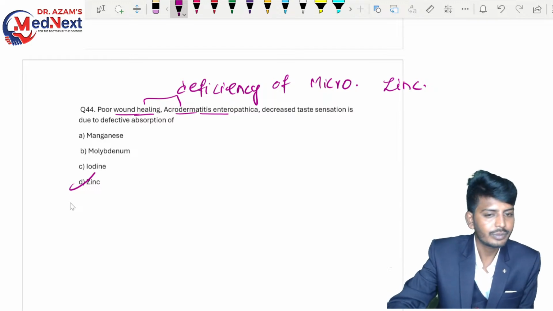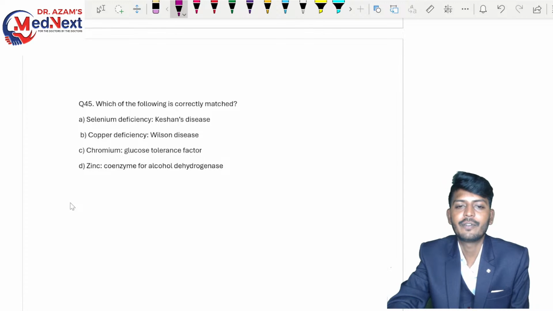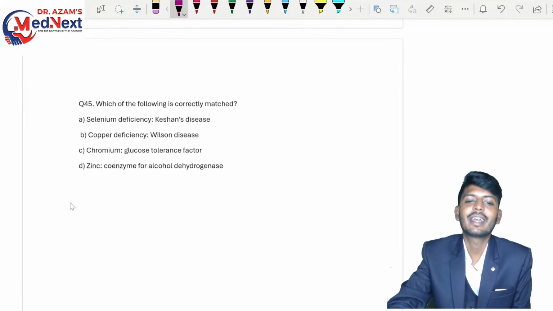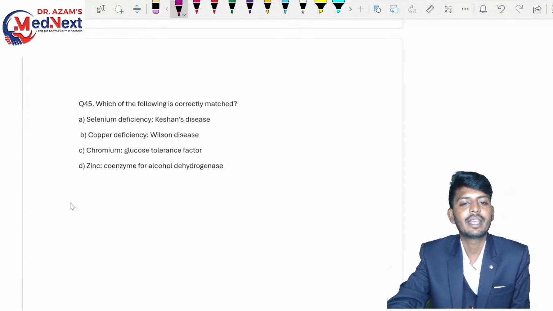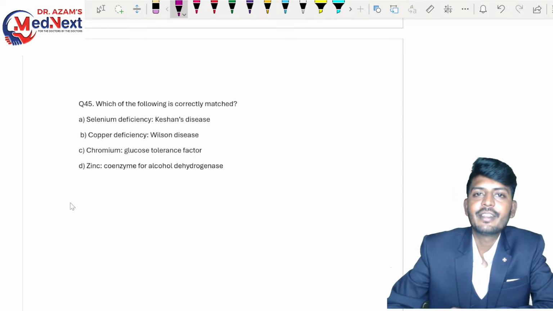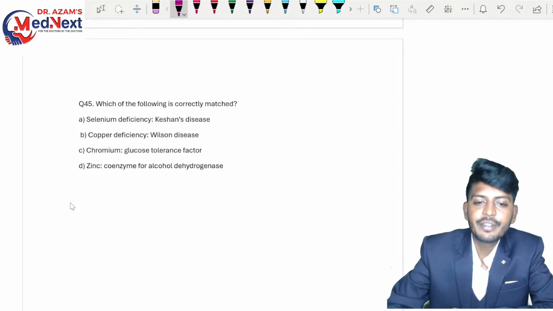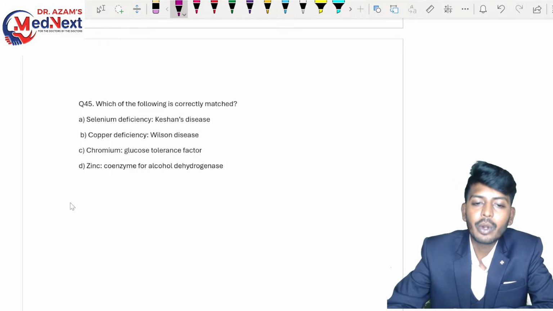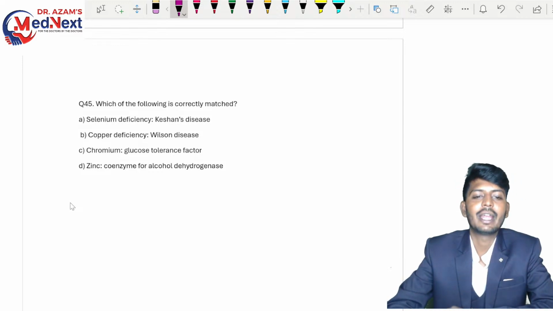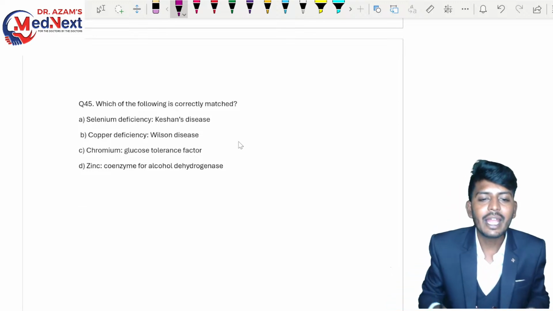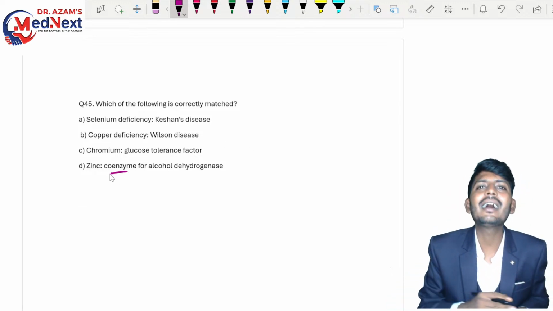Okay, चलिए बढ़ते हैं. Let's go to the 45th question. Which of the following is correctly matched? Okay, options देखते हैं. So selenium deficiency Cation disease, copper deficiency Wilson disease, chromium glucose tolerance factor, zinc coenzyme for alcohol dehydrogenase. पहले तो ध्यान से देखो, ये जिंक कोएंजाइम कब से बनने लगा?